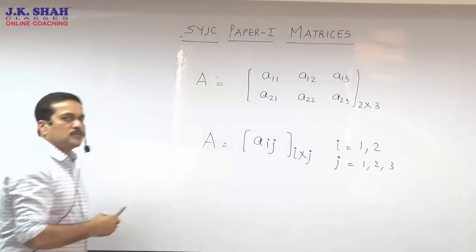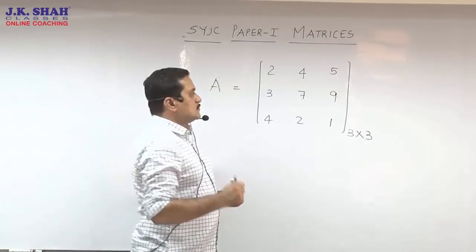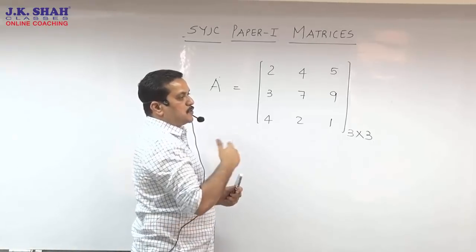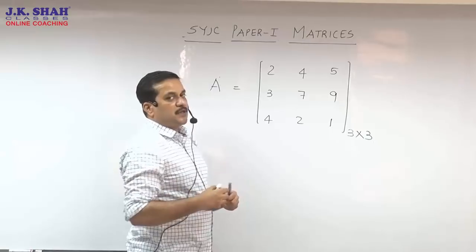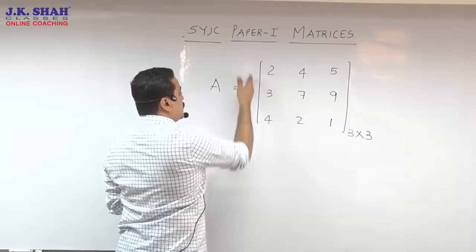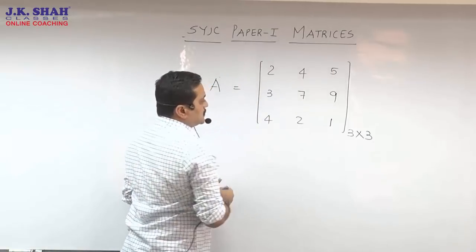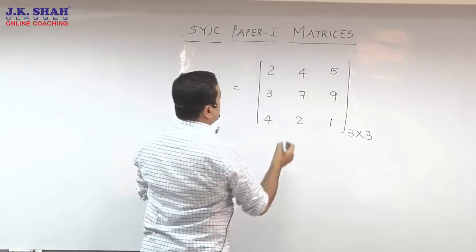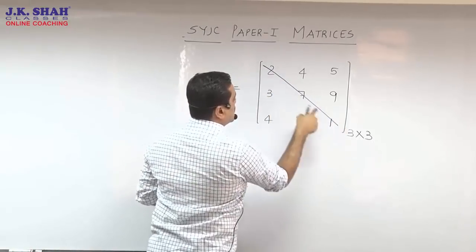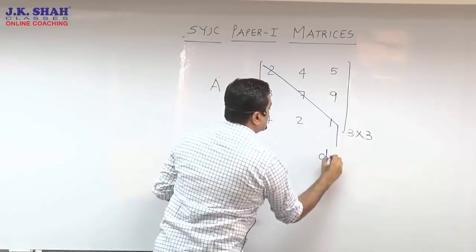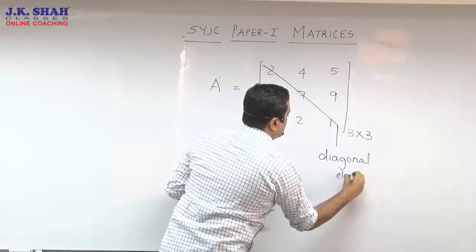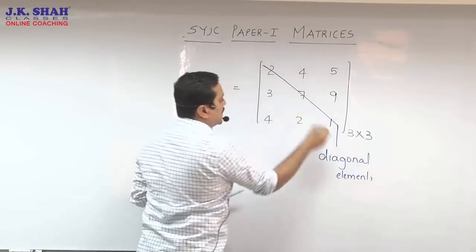So now we come to the square matrix. Like the previous two cases, those were rectangular matrices. Why? Because A had 2 rows and 3 columns, and B had 3 rows and 2 columns. But now on the board, we have a square matrix. The number of rows is equal to the number of columns. In that case, the elements which fall along the diagonal, 2, 7, 1, are called diagonal elements. Easy to remember, they fall along the diagonal.